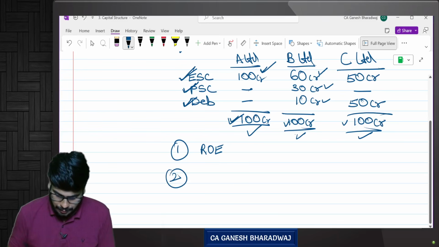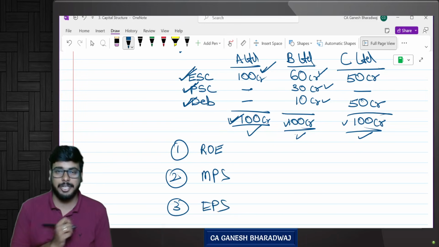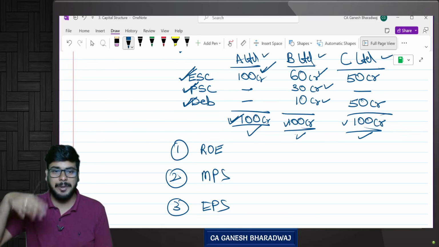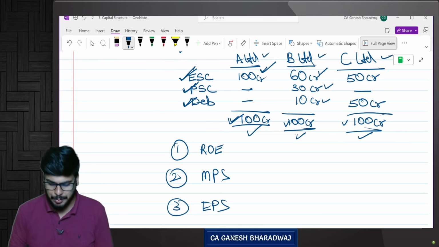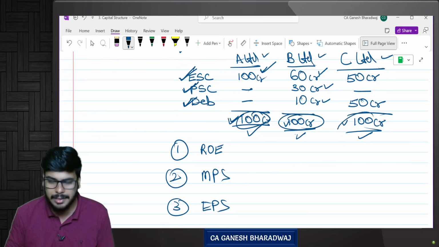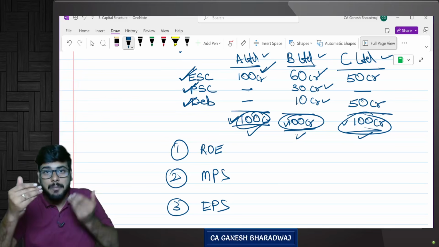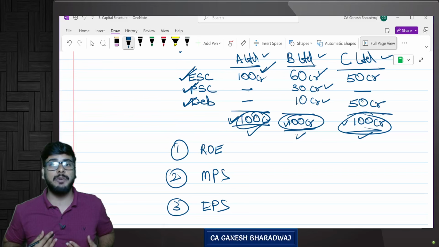The second was on the basis of market price per share. And the third was on the basis of earnings per share. Now, for each of these three capital structures, overall, the fund raised is 100 crores. But because of where I am raising these funds, my overall return on equity can change.